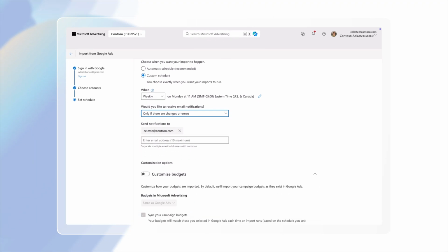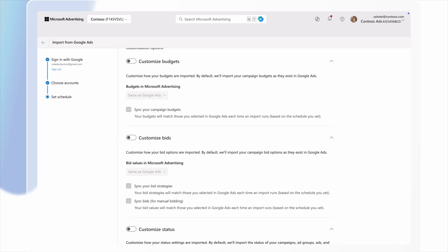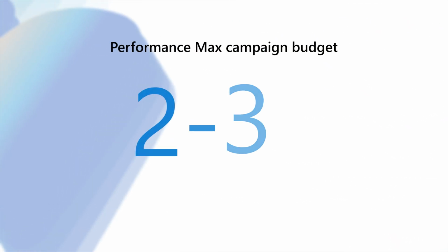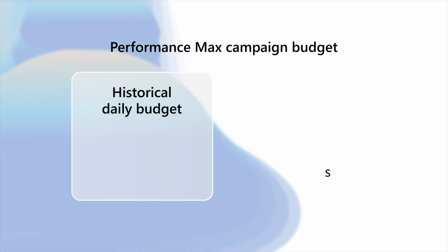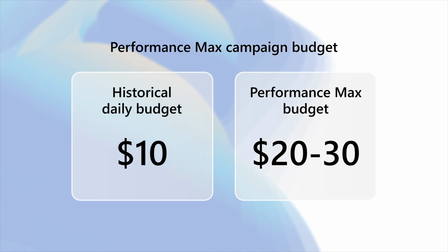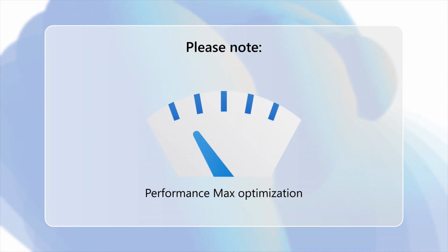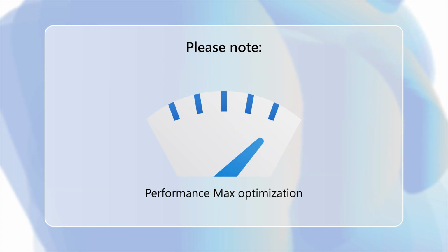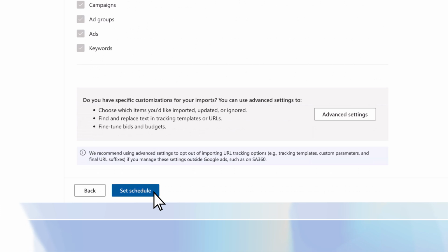With Smart Import, you can also make simple edits to your budgets, bids, and status by turning on the relevant toggles. For Performance Max campaigns, make sure you have enough budget to run across multiple ad formats and inventory. Give your Performance Max campaign up to 2 to 3 times the budget of your historical standalone campaigns in Microsoft Advertising. If your daily budget was $10, set it as $20 to $30 for your Performance Max campaign on Microsoft Advertising. It's important to note that budget constraints hinder Performance Max optimization, so edit your budget accordingly, even during learning periods after importing. Once everything is set the way you want, start the import.